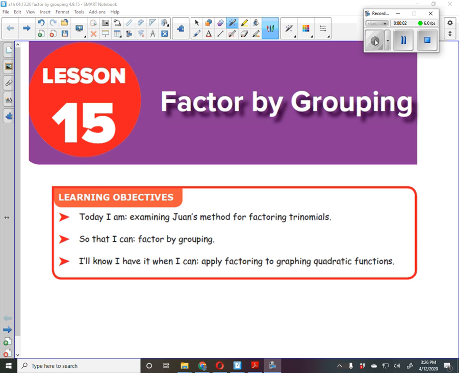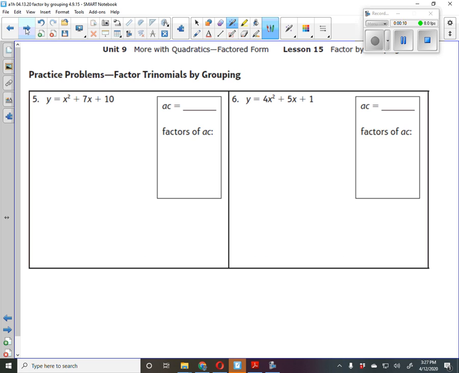All right, factor by grouping. So we're going to continue with what we left off with, still factoring. This is a continuation basically of the same thing we were doing, and I'll remind you what we were doing before and then move on to a leading coefficient, which changes things a little bit.